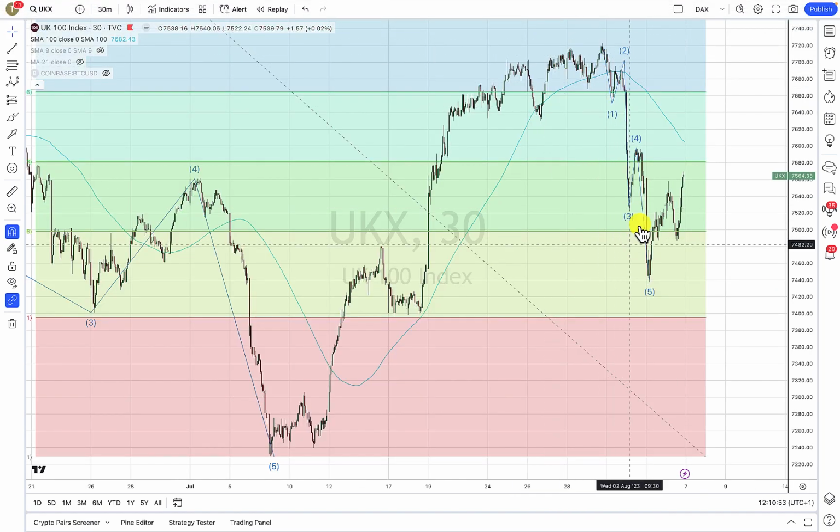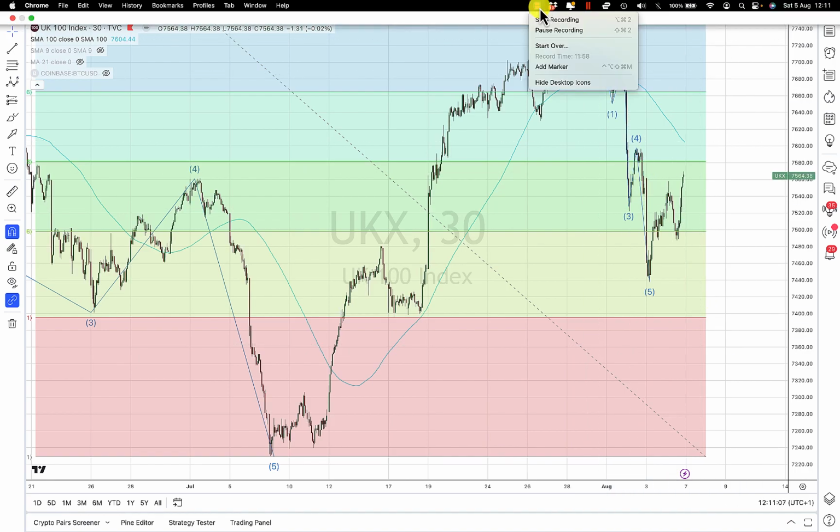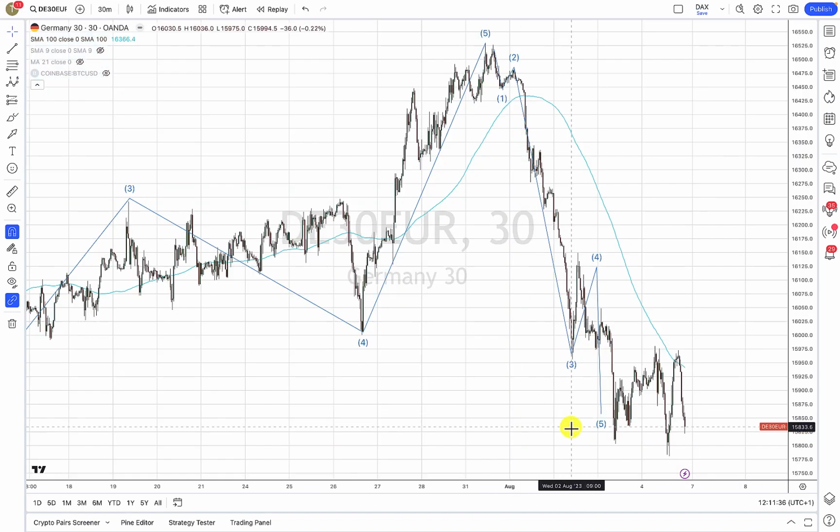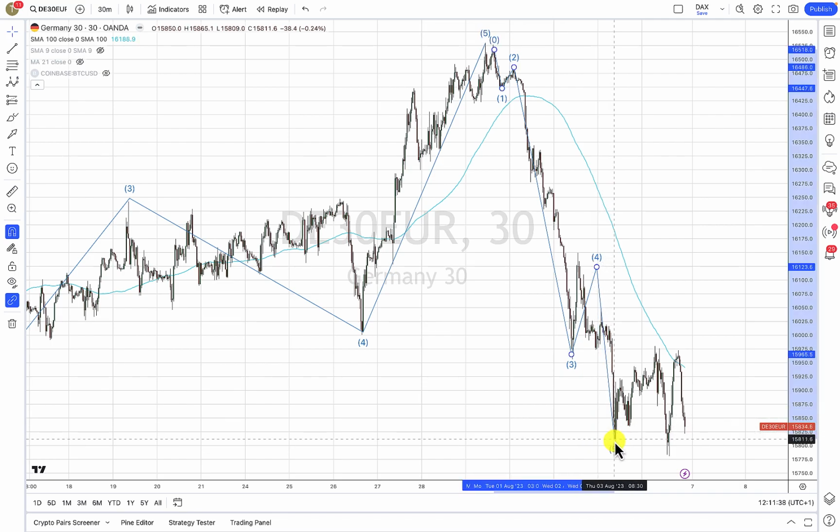That's a pretty clear count here, suggesting that we're going to start to head down again pretty soon if this is a correction, which it looks like at the moment. So maybe a retest of the 4th wave around here somewhere, and then down we go again. That's still looking highly negative. Yeah, that was a 5th here.